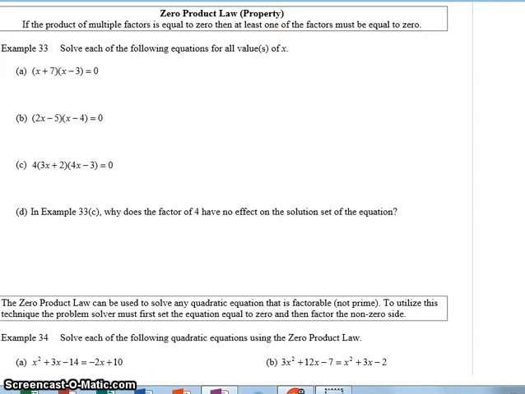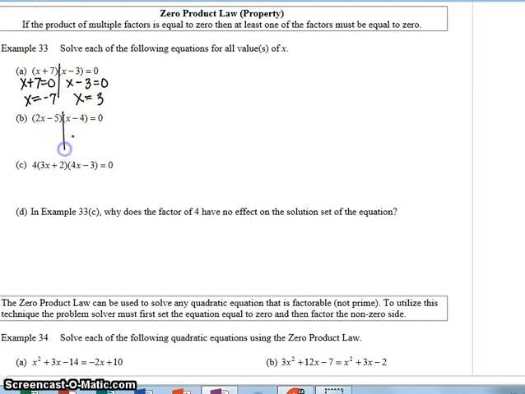Example 33. Solve each of the following equations for all values of x. These are already factored for you, so as we learned in algebra, you split down the middle, set each factor equal to 0, and solve for x. I'm not going to show my work, but on the left side you would subtract 7 from both sides and get x equals negative 7. On the right side, you'd add 3 to both sides and get x equals positive 3. Split down the middle.